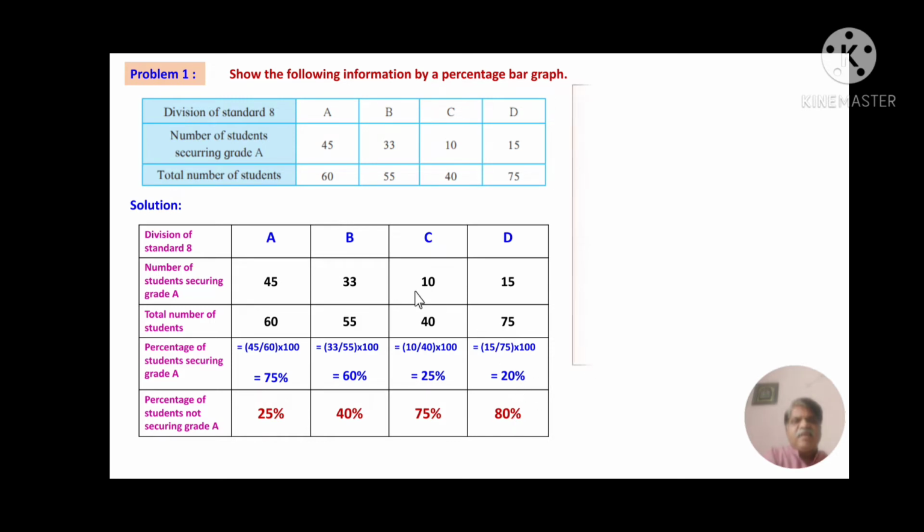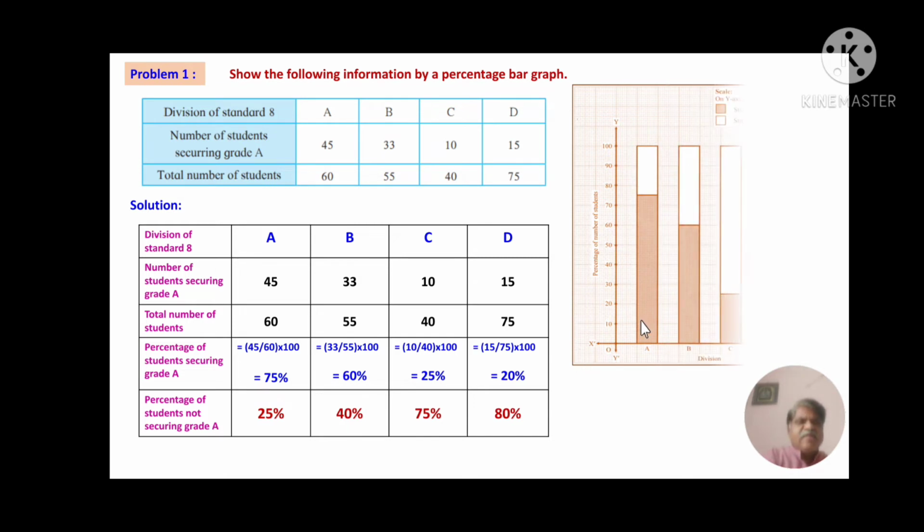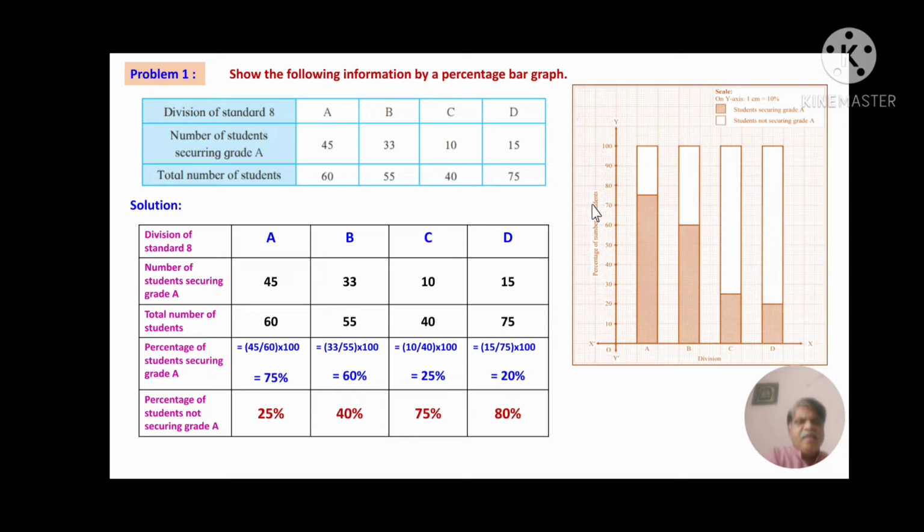So this diagram can be shown in this way. On the x-axis, we are going to consider the different divisions, 4 divisions A, B, C, D. And here we can see the students who secured grade A. For this, we have to write the scale and the specifications. This dark portion indicates the students who secured grade A.